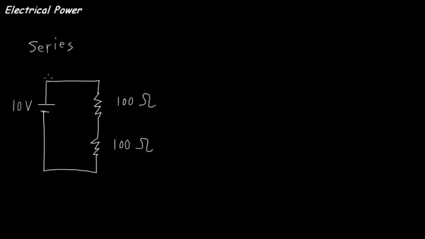So again, if we have 10 volts across the battery, we have 10 volts from this point to this point. So I'm going to call that point A, this is point B, this is point C. So from A to C I have 10 volts, but from A to B it's less than 10 volts, and from B to C it's less than 10. In this case, because the resistors are equal, it's exactly half. So I have 5 volts across from A to B, and I have 5 volts from B to C.